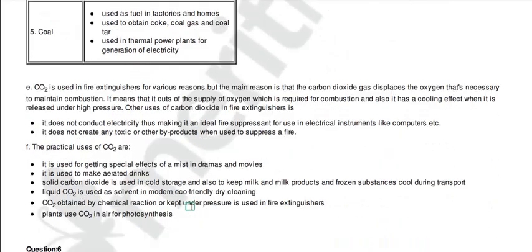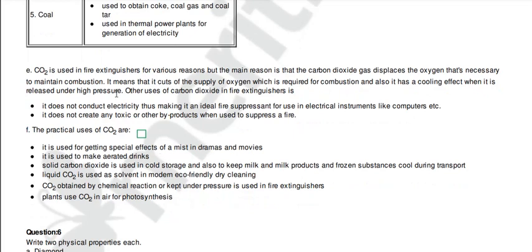E. CO2 is used in fire extinguishers for various reasons, but the main reason is that carbon dioxide gas displaces the oxygen that's necessary to maintain combustion. It means that it cuts off the supply of oxygen required for combustion, and it also has a cooling effect when released under high pressure. Other uses of carbon dioxide in fire extinguishers: it does not conduct electricity, thus making it an ideal fire suppressant for use on electrical instruments like computers. It does not create any toxic or other byproducts when used to suppress a fire.